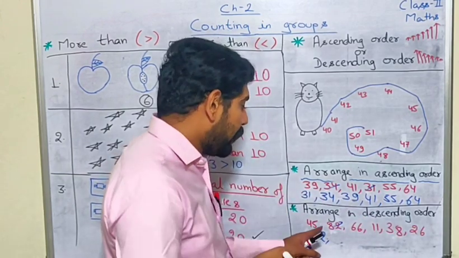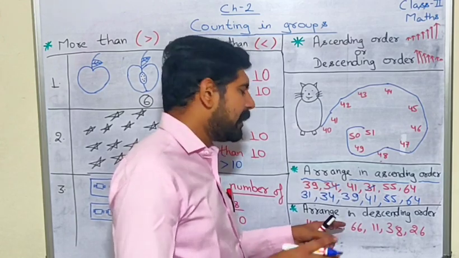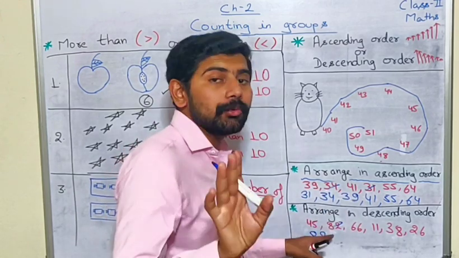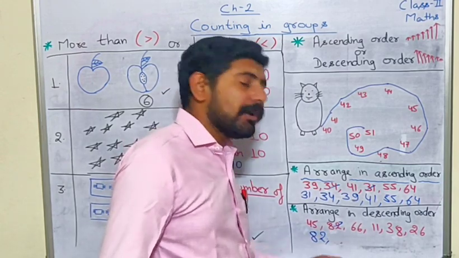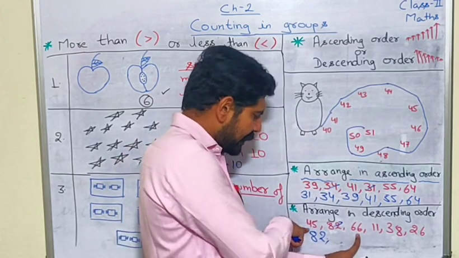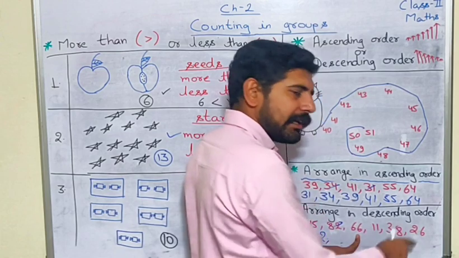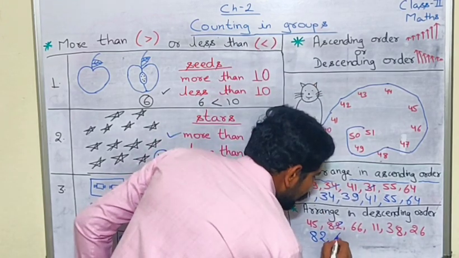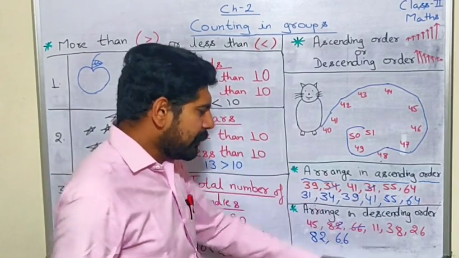Okay. Now we have to find which number is just less than 82 and bigger than the other numbers. 66. Yes, it is bigger than 45. It is bigger than 11. It is bigger than 38. It is bigger than 26. So 66 will come.